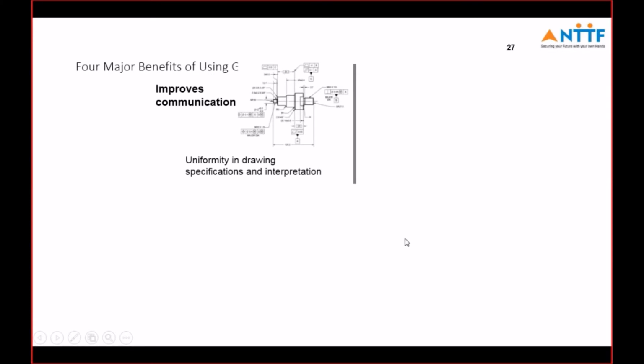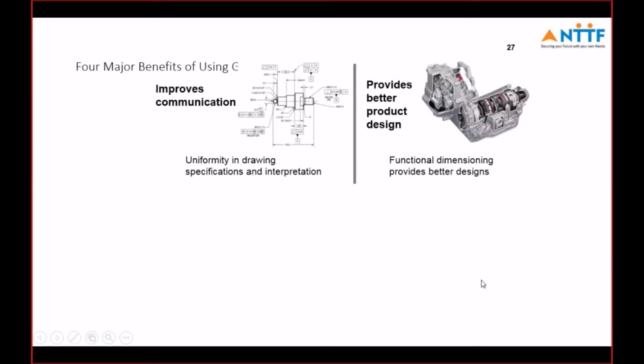Now there are 4 major benefits of GD&T. One is it improves communication, with uniform drawing specifications and interpretation. Wherever you are, whether you are German or French or Italian, some language, doesn't matter. Throughout the world, this GD&T language is common. This is a symbolic language used in engineering drawings to convey design intent. So it improves communication, outsourcing will be easier, and it provides better product design.